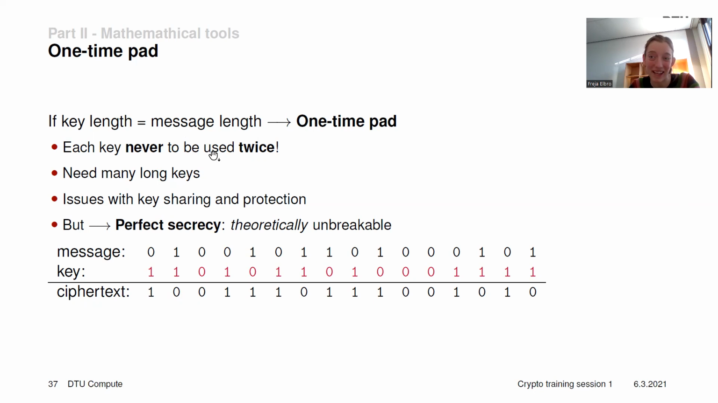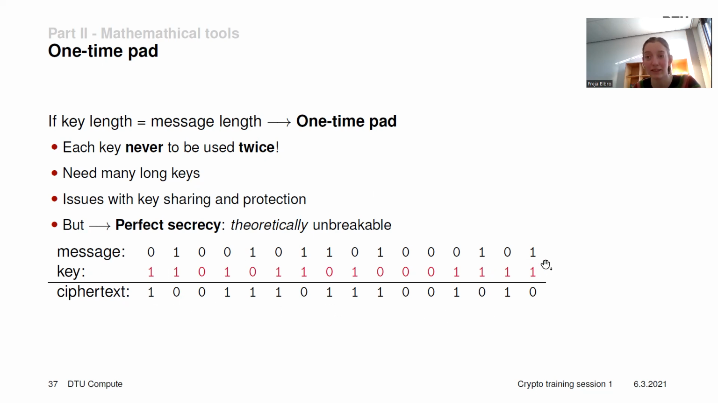The drawback of this cipher is, of course, that you need many long keys, and that gives some issues with key sharing and protection. But what you get for all this trouble is that this cipher is theoretically unbreakable. It's impossible for someone to know anything about the message that you encrypted, given just the ciphertext. So let's take an example. You have this message, you have the key that's the same length, and then the encryption is the ciphertext.